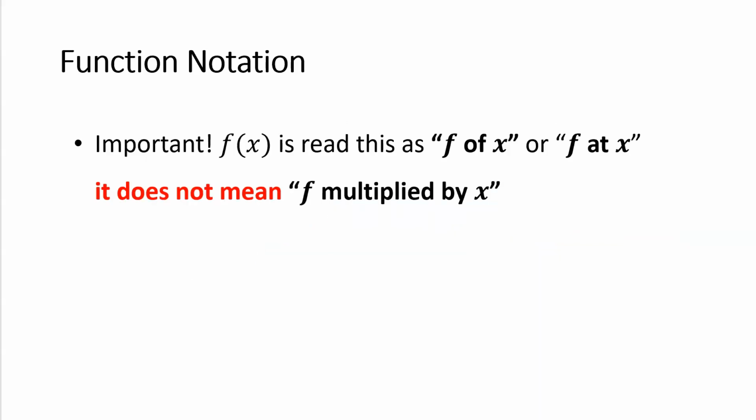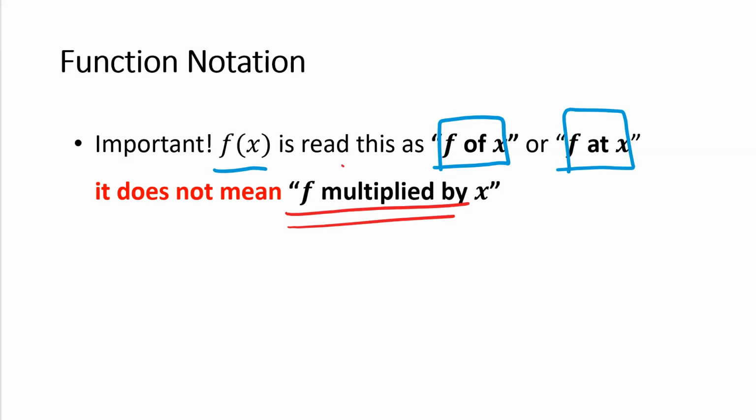Now notice, when we wrote f and then bracket x bracket, we say that is f of x. Or you can think of it as f at x. What does the function equal at a value of x? It does not mean f multiplied by x. That is not what it means. It's either you say f of x or f at x. This will become clearer as we look through some examples.